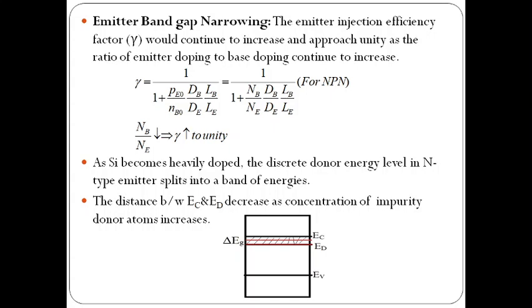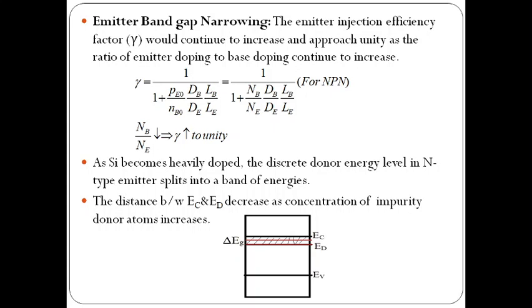This emitter injection efficiency factor gamma is written as 1 by 1 plus (PE naught by NB naught) into (DB by DE) into (LB by LE). It is already derived in the previous videos. Here PE naught is the hole concentration in the emitter, and NB naught is the electron concentration in the base. The holes in the emitter are the minority carriers in the emitter, and the electrons in the base are the minority carriers in the base region for NPN.